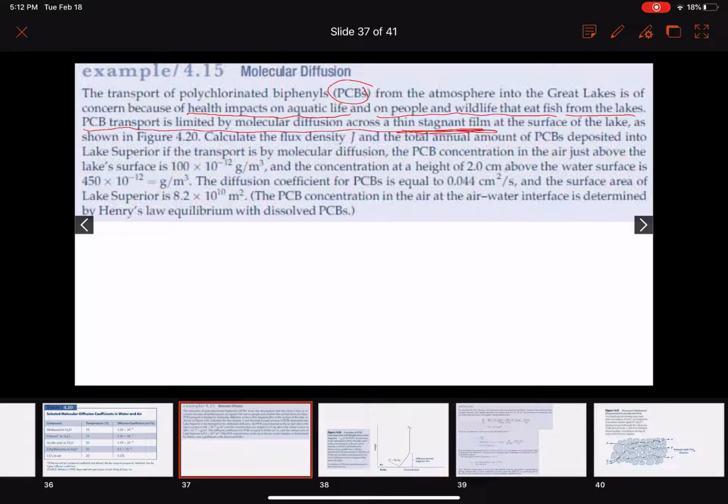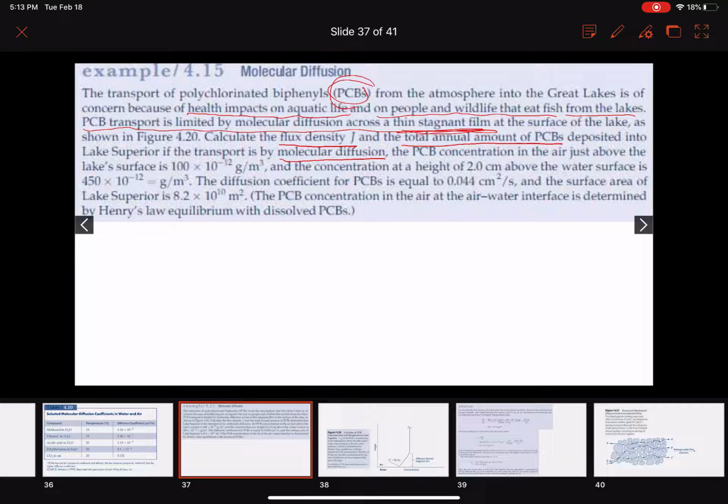So he said that, stagnant film at the surface of the lake, as shown in figure 4.12, calculate the flux density. He needs to find out the flux density J and the total annual amount of PCBs deposited into Lake Superior if the transport is by molecular diffusion. As he said, he has PCB in air, and he wants to find out the flux density J, and he wants to know how much annual amount of PCB is being deposited into Lake Superior.